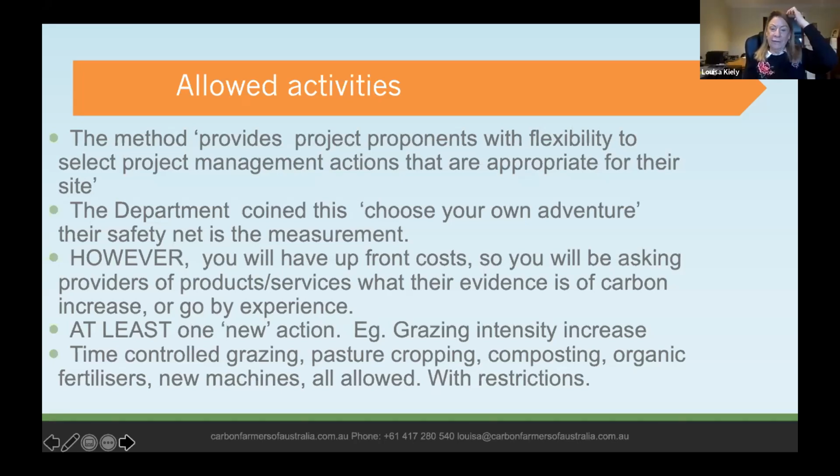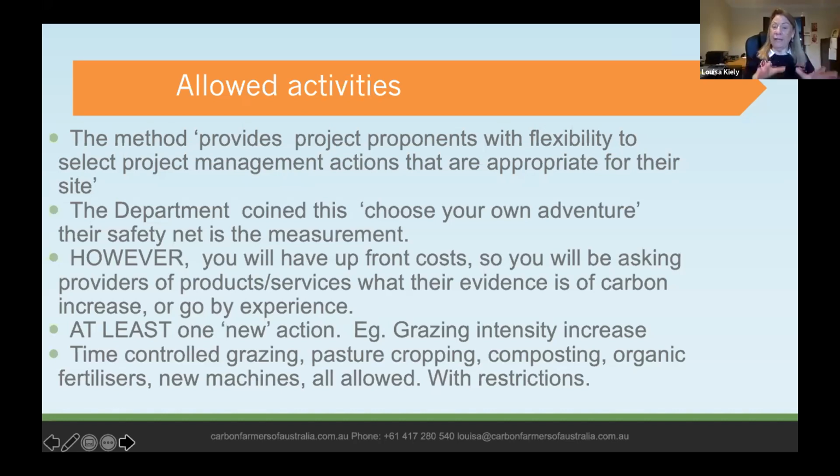So this is the allowed activities. There are a fairly wide range of activities now that you can choose from. One of the big ones in a grazing sense has always been the intensification of grazing. That is to say, if you've got 10 paddocks now, but you would like to time control your grazing a little bit more carefully to save the biomass, to increase your biomass above ground and therefore below ground, which is where the soil carbon gets stored, then you can do that as a new activity.